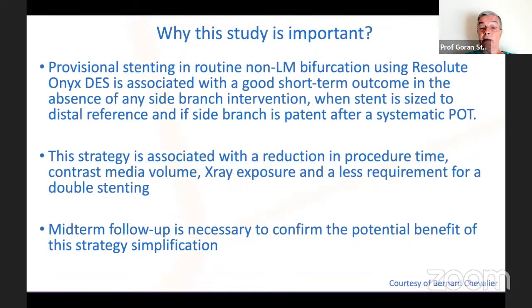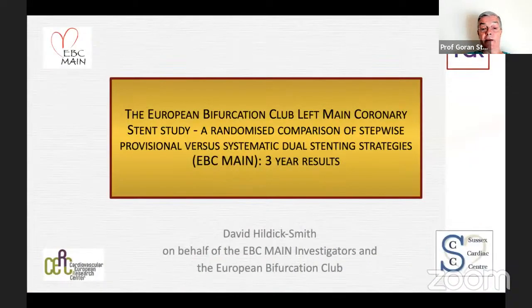So the authors of this study concluded provisional stenting in routine non-left main bifurcation using Resolute Onyx DES is associated with good short-term outcome, 30-day outcome was presented, in the absence of any side branch intervention, if we select the stent according to distal reference and if the side branch is patent after POT. Of course, there is less procedure time, contrast media, exposure to X-ray, and less requirement for double stenting. Mid-term, one-year follow-up is necessary to confirm this potential benefit.